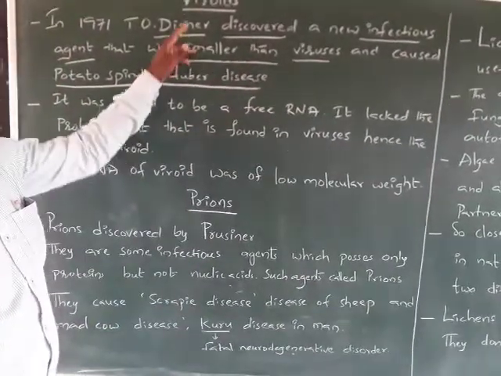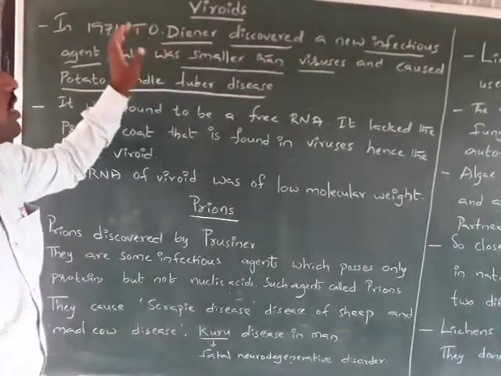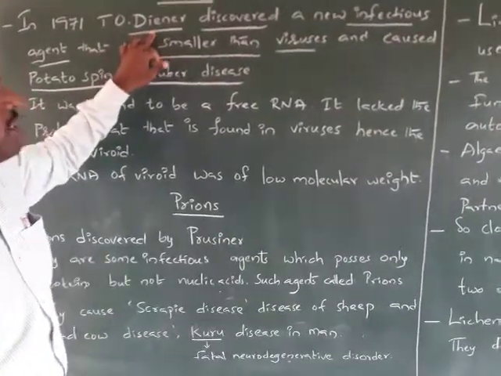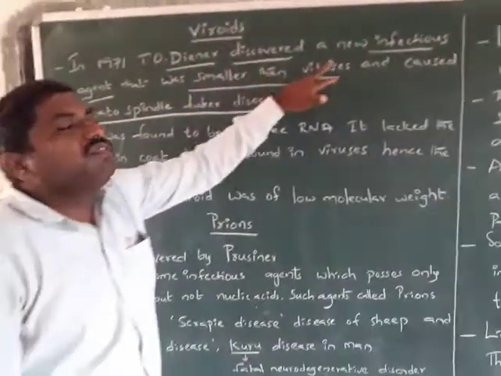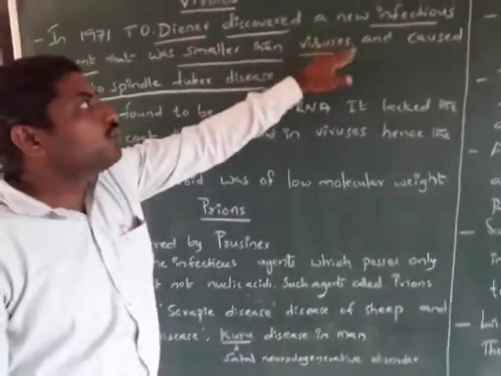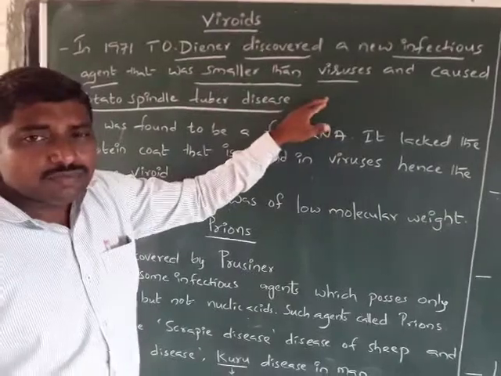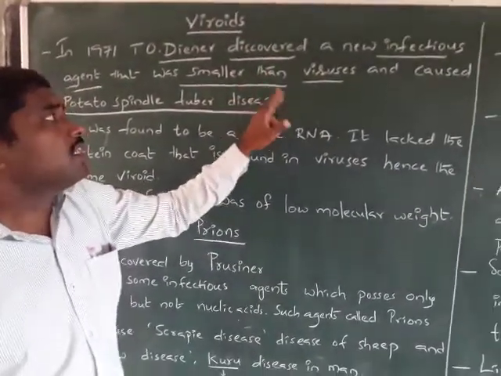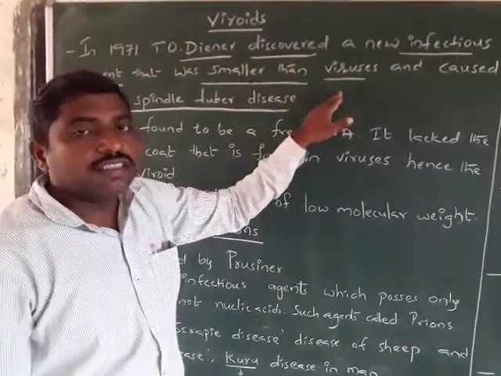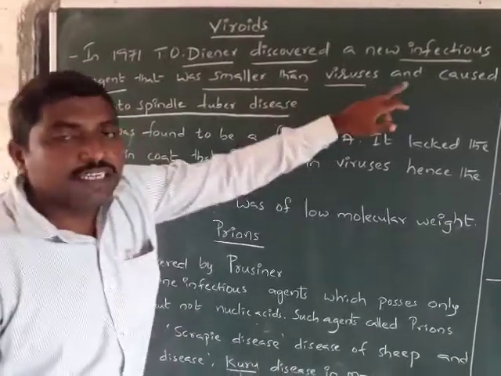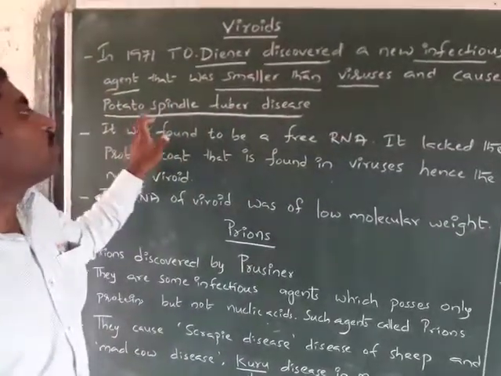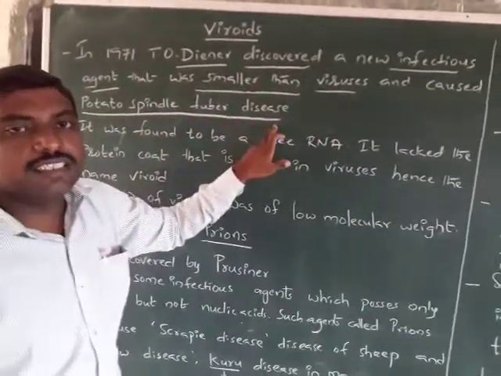The viroids were discovered by T.O. Diener, and it is a new infectious agent that is smaller than the virus. They cause potato spindle tuber disease.